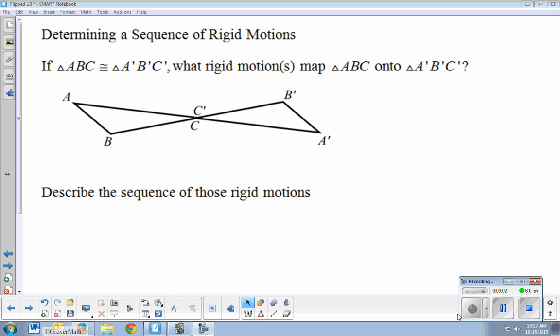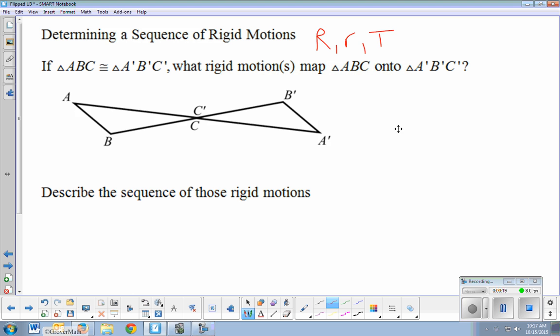Geometry, determining a sequence of rigid motions. So far in this unit, we've discussed three types of rigid motions. We've discussed rotations, for which we use a capital R, reflections, which we use a lowercase r, and translations, for which we use a capital T. These are the three rigid motions.